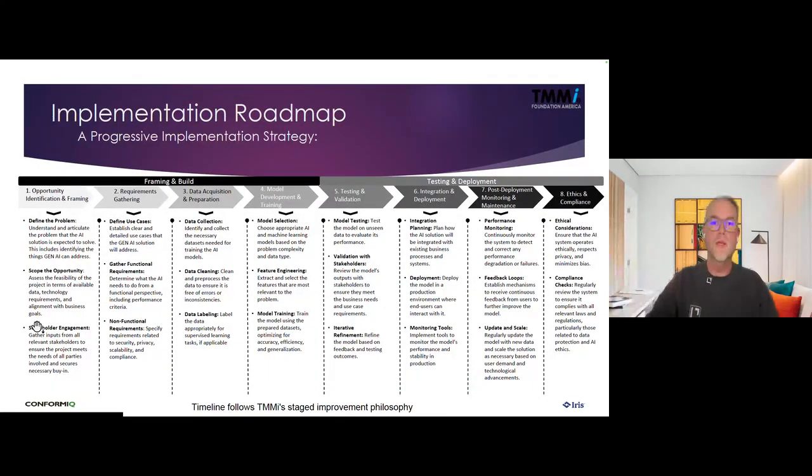The implementation roadmap, I'm not going to spend a ton of time on, just because I think everybody probably has some questions, so I'll try to jump forward. But having a structured process for how you build and deploy anything that you're going to build and deploy is exceptionally important. And this really follows the CMMI staged improvement philosophy.